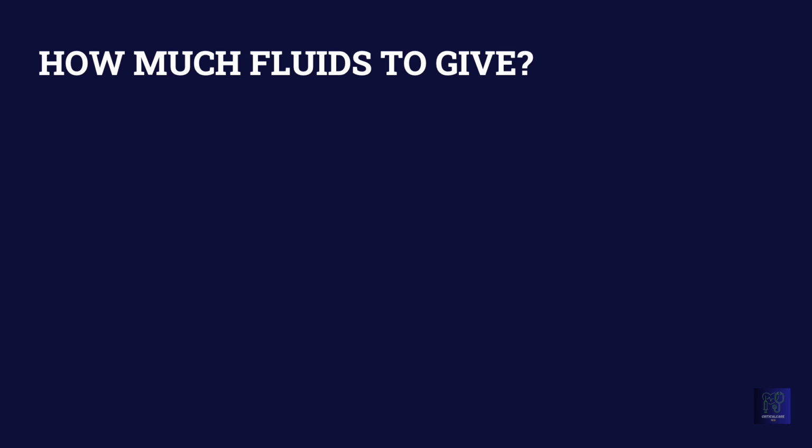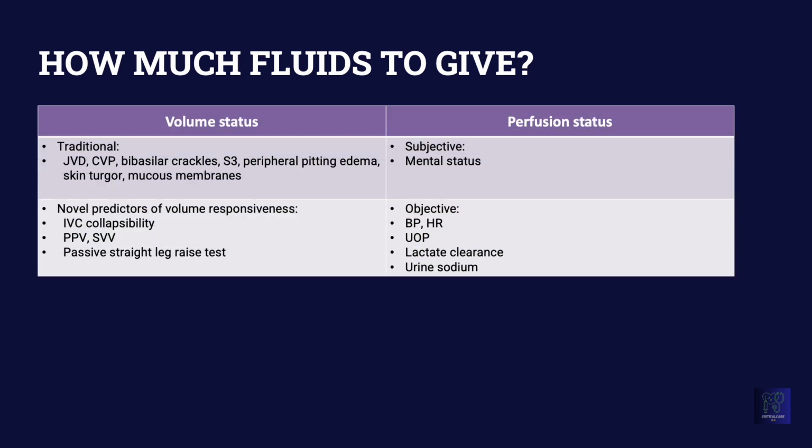Here is my recommendation: assess two things which will help you make a decision. First, understand the volume status of the patient. Traditional indicators of volume status are JVD, central venous pressure, bibasal crackles, S3, skin turgor, mucous membranes, peripheral pitting edema, and all of these. In recent years, more emphasis is being laid on novel predictors, or so-called dynamic predictors of volume responsiveness, mainly IVC collapsibility.